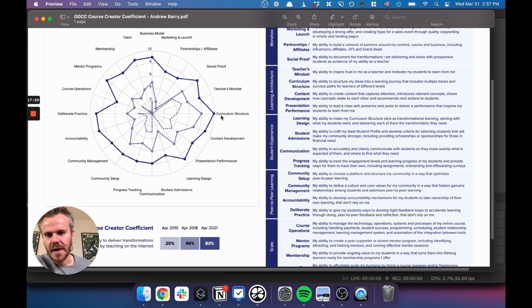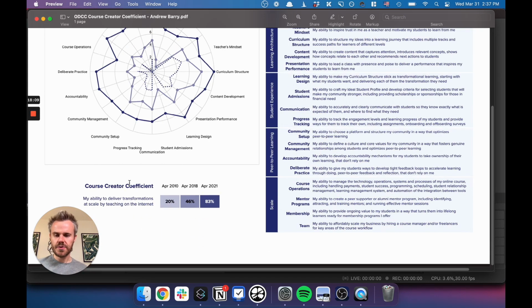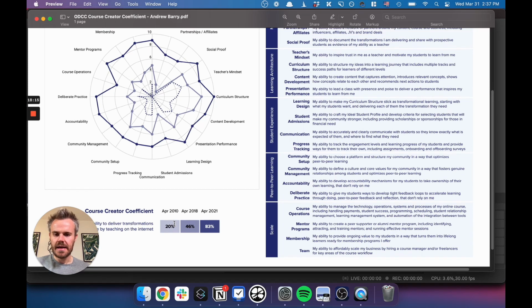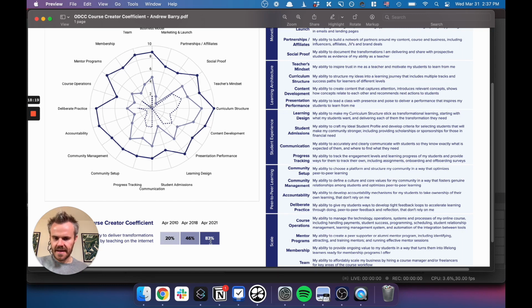But what you eventually end up with is this fantastic wheel of expertise, which we've boiled down for you into a course creator coefficient, which is a score out of 200. We put it here as a percentage. And so you get to see this evolution, over the last 11 years, how much I've improved and really where to focus on next, as I look to fill that out to a full 100%.